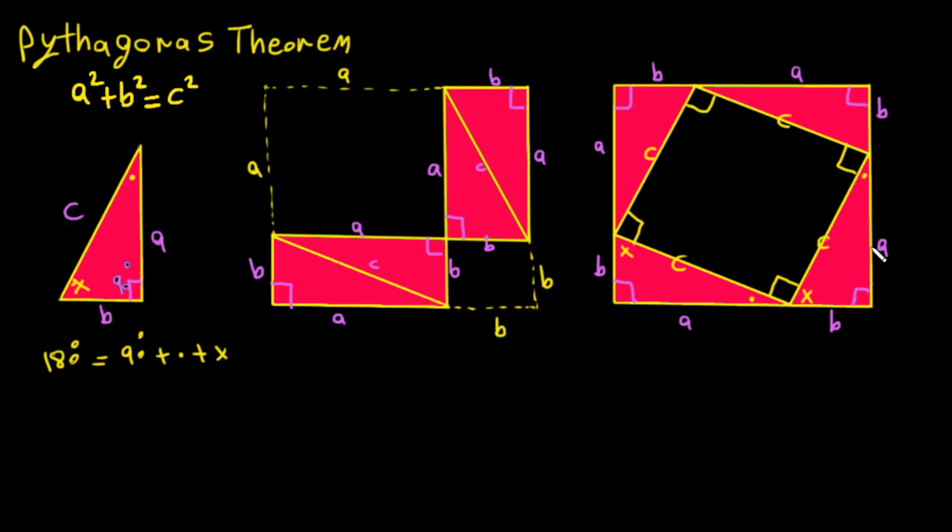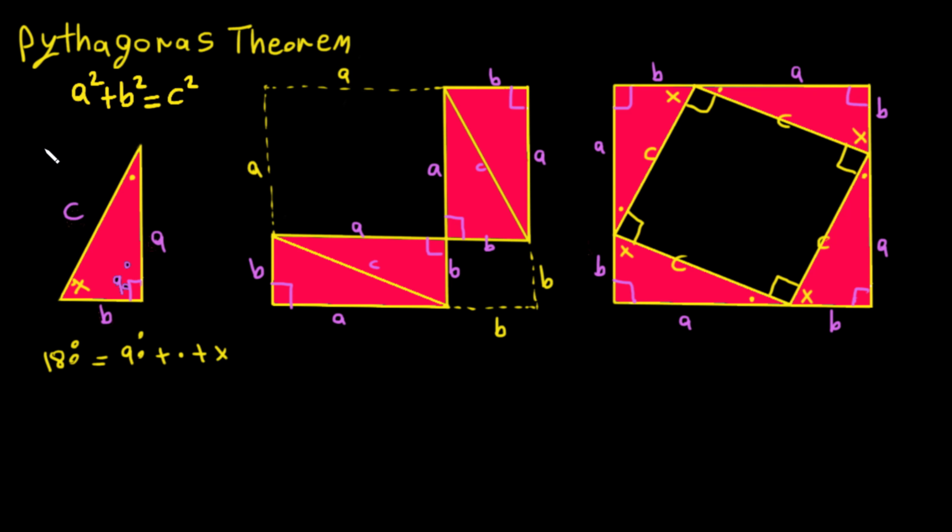Because this dot here, the angle between A and C should be dot, between A and C dot, A and C dot, between B and C x, x. So we find this angle is 90 degrees. Then the area of this shape equals C square.